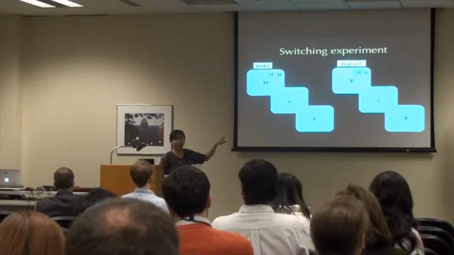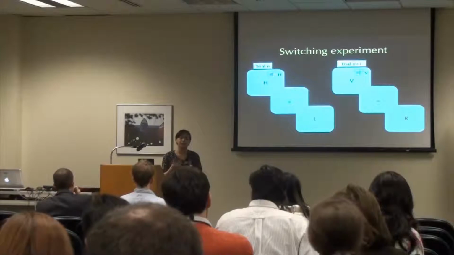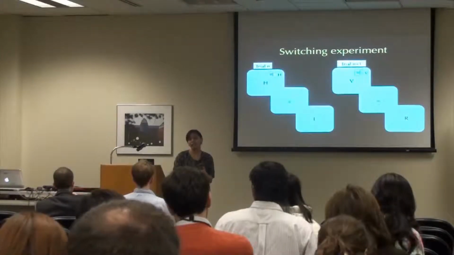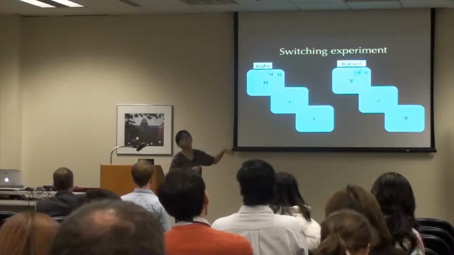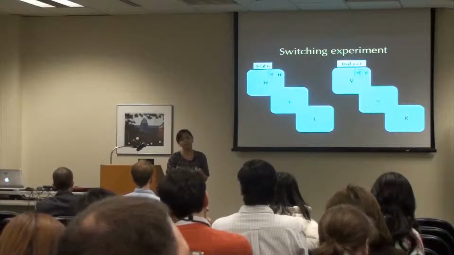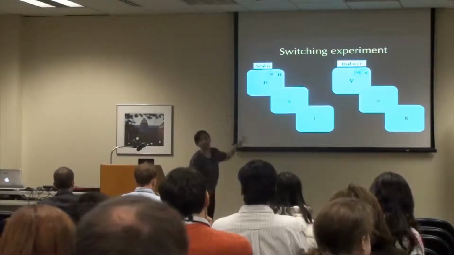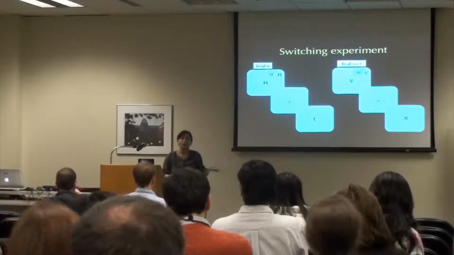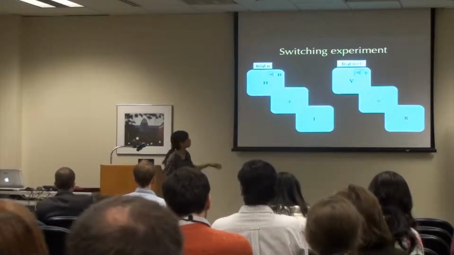At the beginning of the trial, they receive a cue, and the cue can either be an H or a V. If the cue is an H, at the end of the trial, they have to respond using their hands. But if the cue is a V, at the end of the trial, they have to respond verbally or using their voice. So at the beginning of the trial, they're told how to respond. And then after that is a delay period where they can prepare for the response that's going to come up.